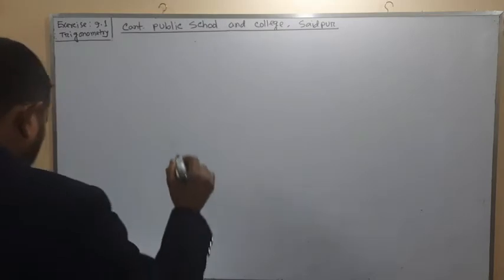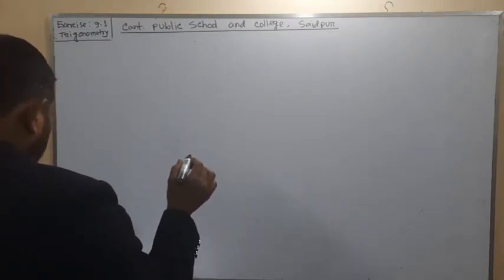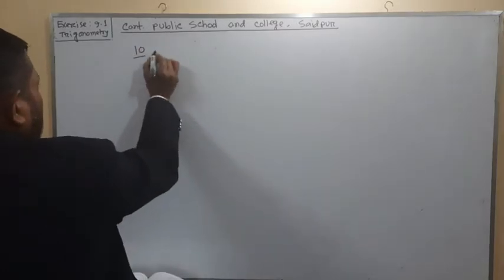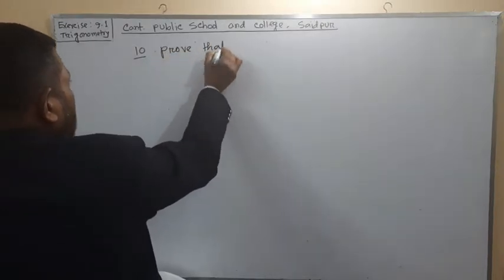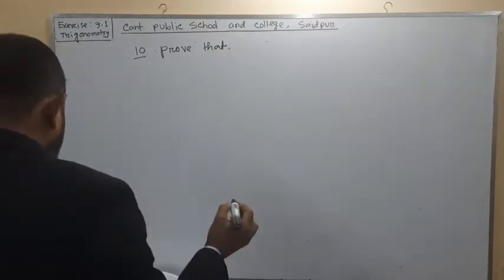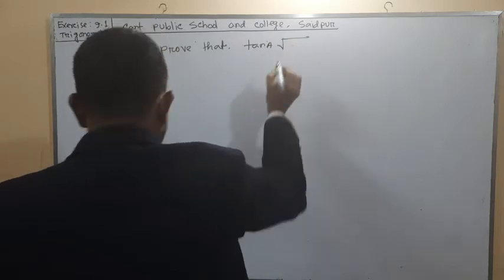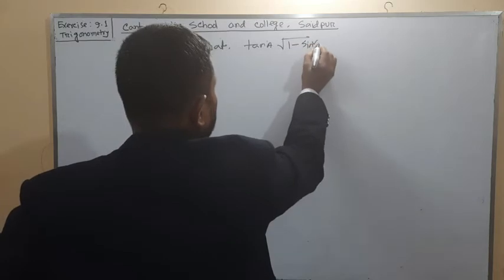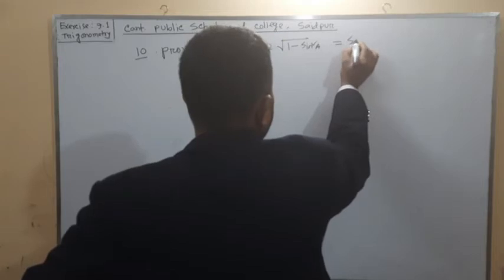Now 10, this is very short math, we can solve this very easily. 10, prove that tan A square root of 1 minus sin square A is equal to sin A.